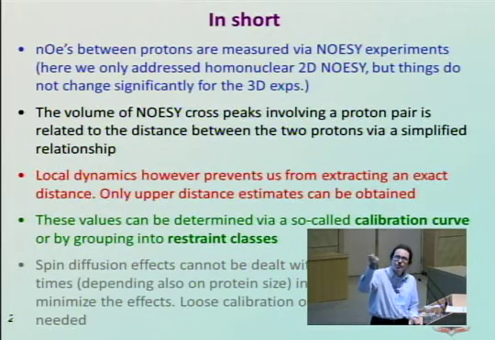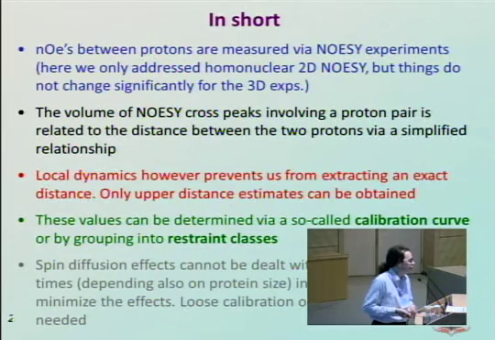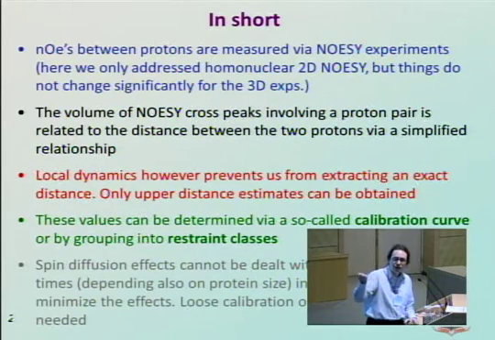NOEs between protons are measured by 2D or 3D NOE spectra, where you relate the volume to the distance via a very simple relationship, which is we assume the volume is equal to k, a given constant, divided by the 6th power of the distance between the two protons. You cannot use this approach to derive exact distances, for example, because of local dynamics, and that forces you to use not exact distances, as I said already, but upper distance limits.